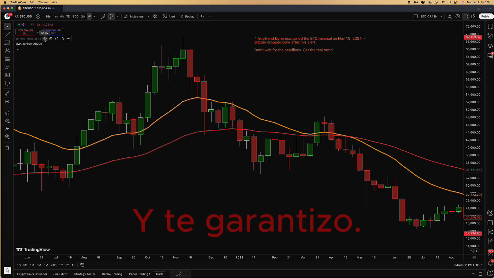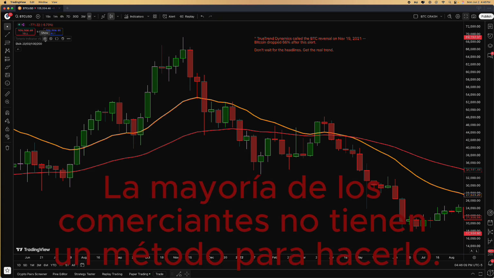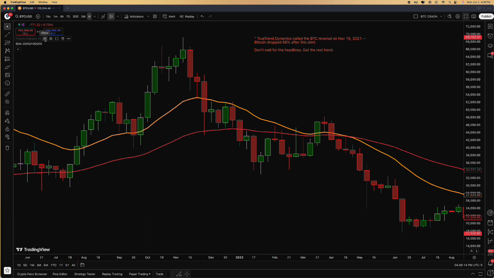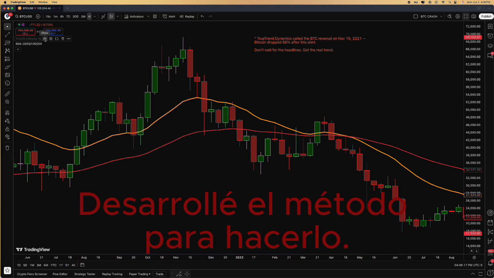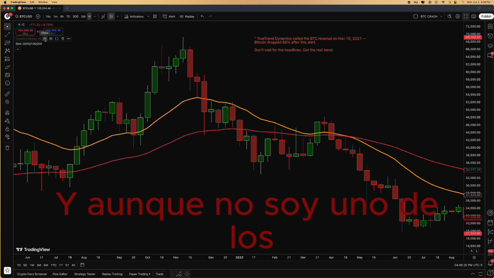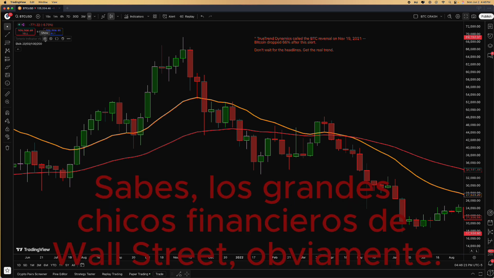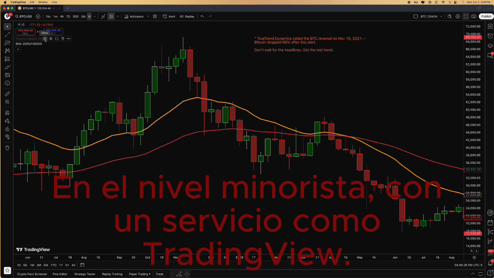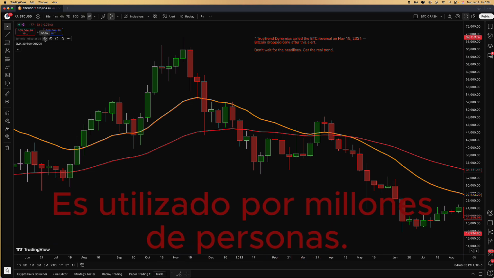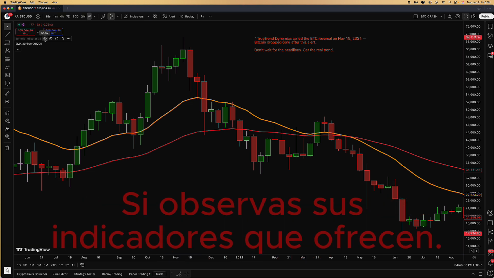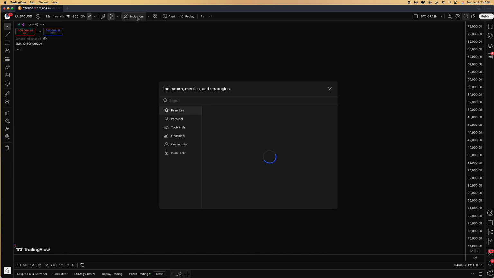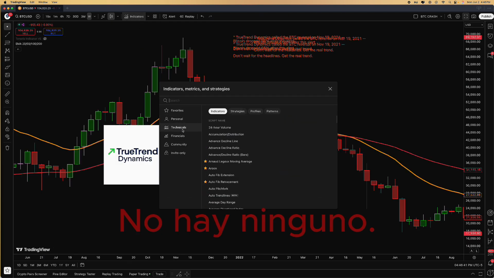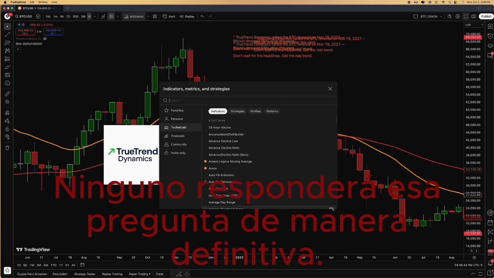Because if you don't know those things, it's pretty tough to make money. And I guarantee you that most traders do not have a method to do that, which is astonishing. I developed the method to do that. And although I am not one of the big financial boys on Wall Street, obviously, at a retail level with a service like TradingView, which is a charting service that's used by millions and millions of people all over the world, if you look at their indicators that they offer, there is not a single one, not one, that will answer definitively that question.